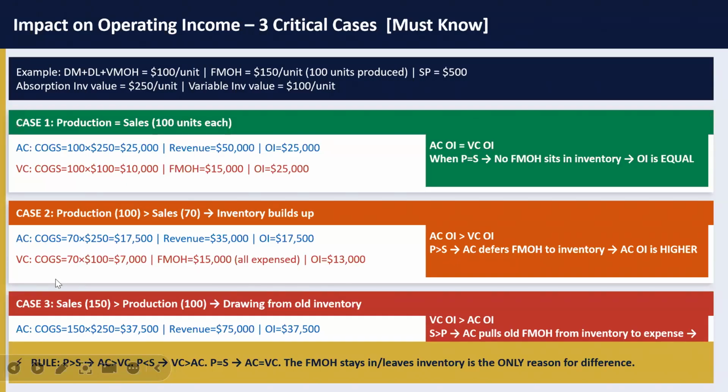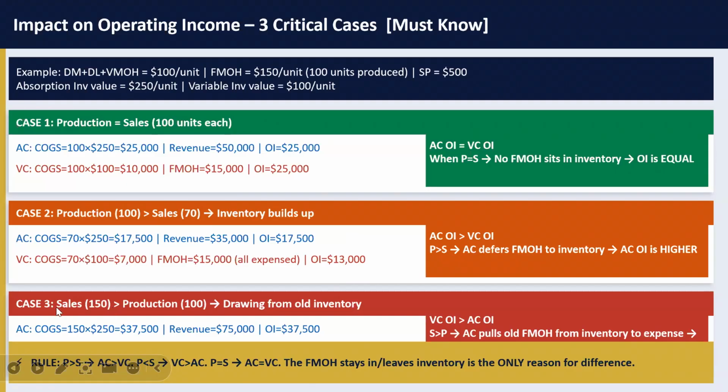Cost of goods sold will be 70 into $100. Assume you are not involving variable manufacturing overhead. That is why it will be 100. So your COGS you are getting as 7,000. Fixed manufacturing overhead, completely you will expense it, 150 per unit, 100 units produced. Completely you will expense. But in absorption costing, you will prorate it. Only for 70 units you are considering. 30 units will postpone to next period. So look at this. Operating income became less. So operating income under variable costing became less than absorption costing when production is greater than sales.